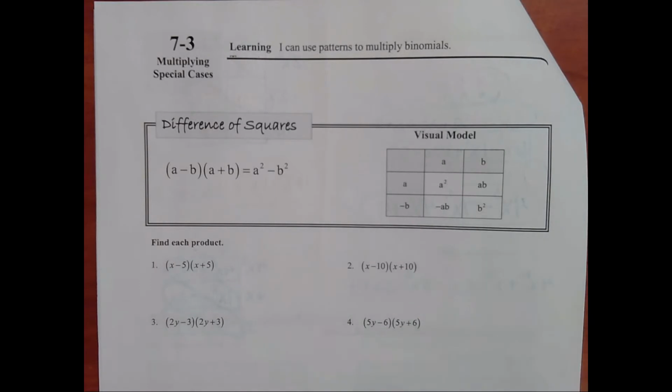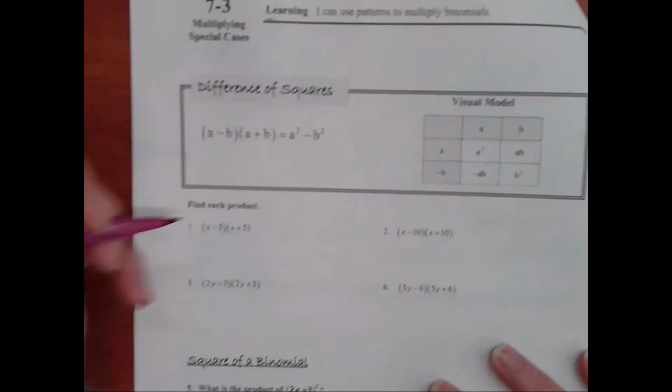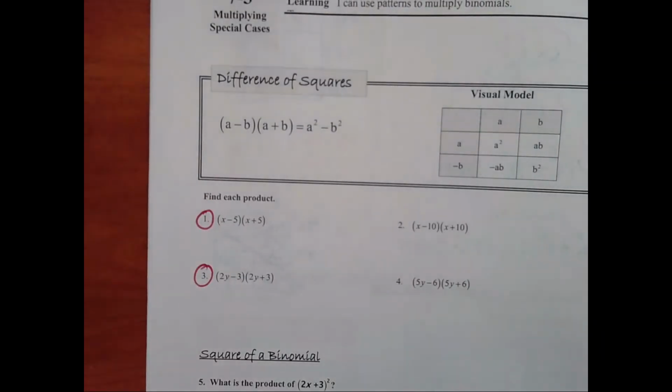There's two different types of special cases that you could see. So I'll show you 1 and 3 here, and just kind of show you what happens. But yeah, today you're just multiplying again.